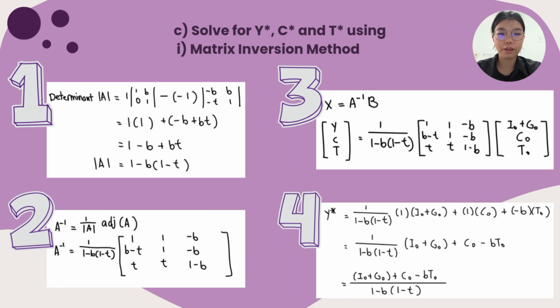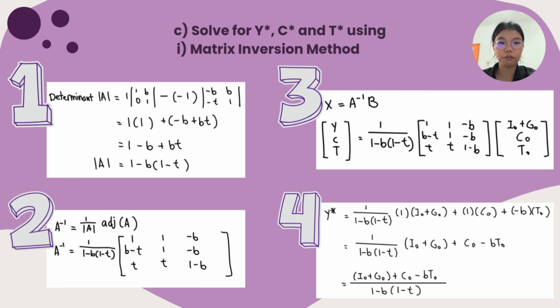So we will start finding our matrix inversion for Y, C, and T. We will use the formula x equals the inverse of A times B. So x is our variable, which is Y, C, and T, equals our inversion of A, and B is our vector of constants.